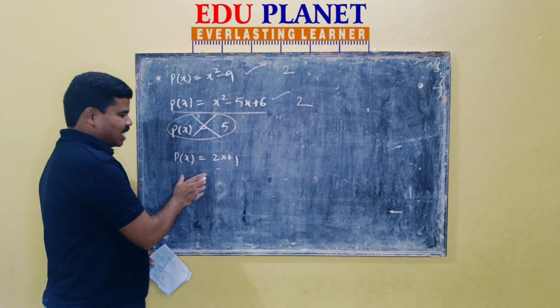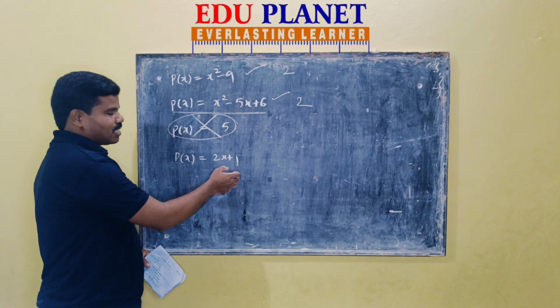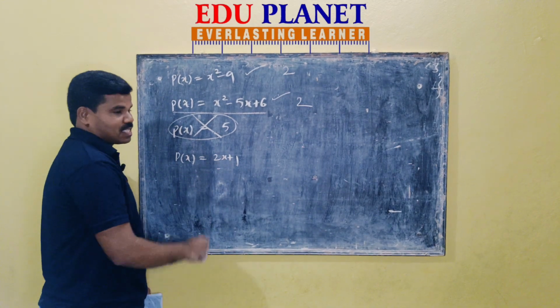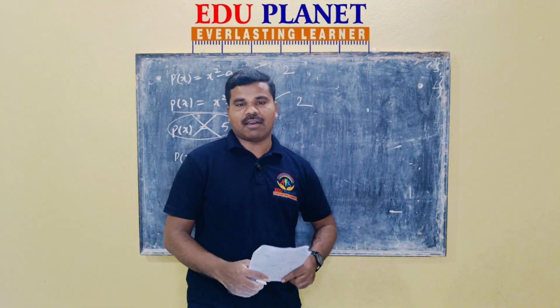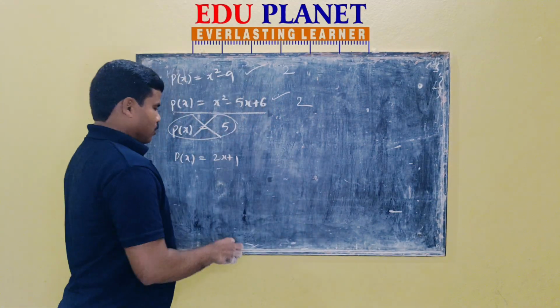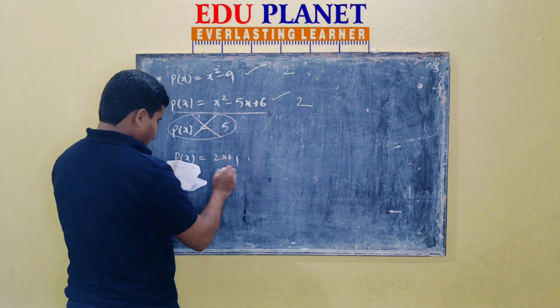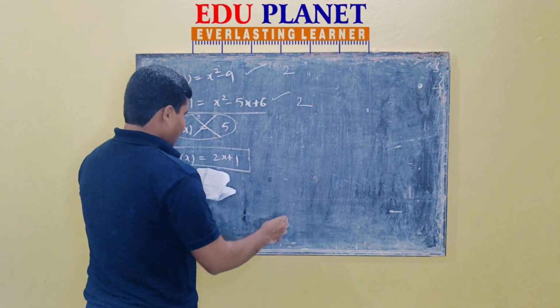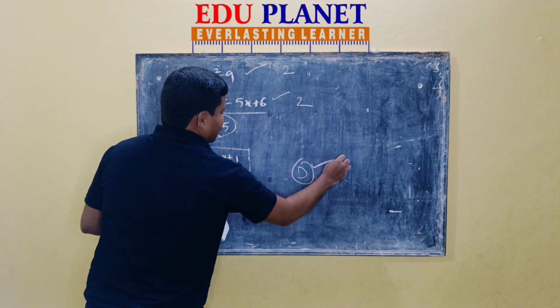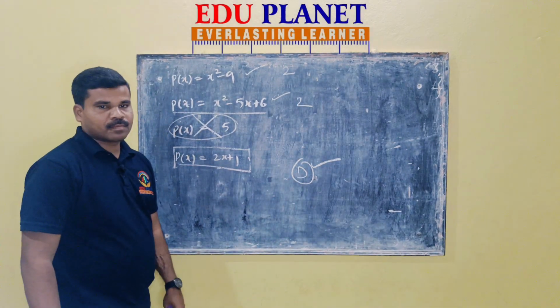When we move to the last one, p of x equals 2x plus 1. Yes, it is a linear polynomial. Linear polynomials always have 1 zero. So this is our correct option. 2x plus 1 will have only 1 zero. Option D will be the correct option.